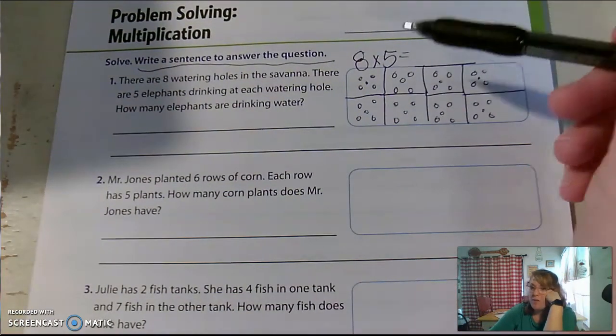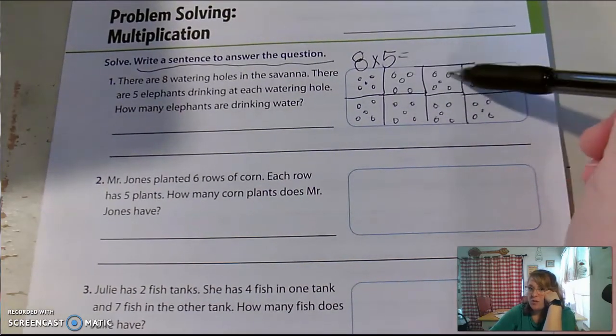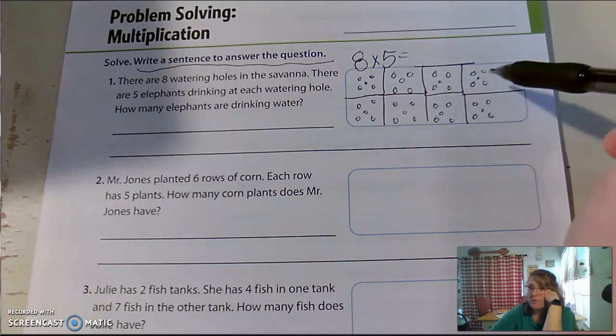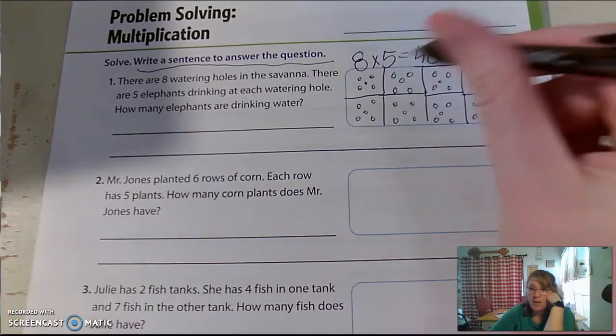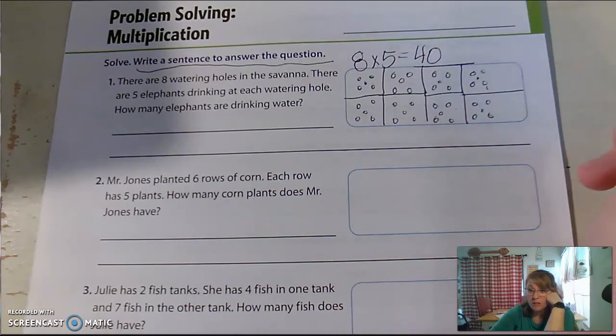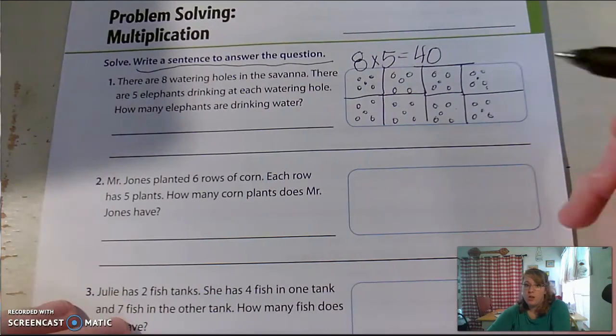Okay, let's count by 5s. 5, 10, 15, 20, 25, 30, 35, 40. So wouldn't that be handy if I just knew off the top of my head 8 times 5 is 40? Way easier. Okay, how many elephants are drinking water?